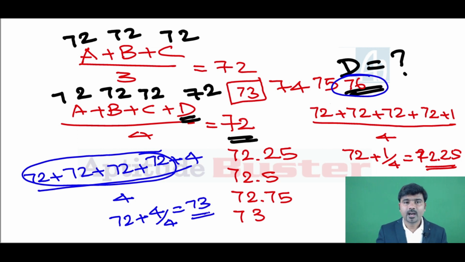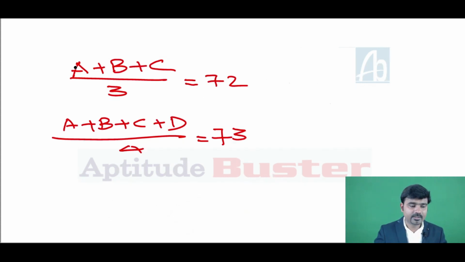In this case, the average is increased by 1, right? The total value is increased by 4. Compared to the previous total, how much increase here? 4 increase. The average of these three values is 72. The average of these four values is 73. Now you can understand clearly which is added newly. The D is added, right? So the D value should be more than the previous average.